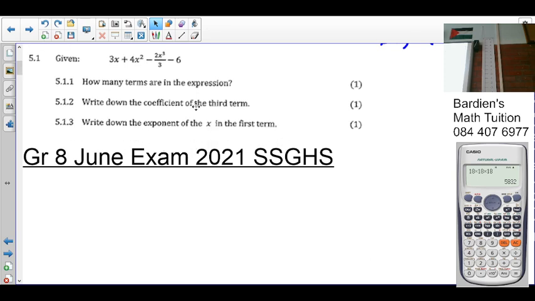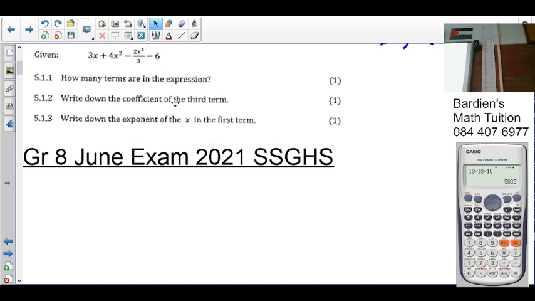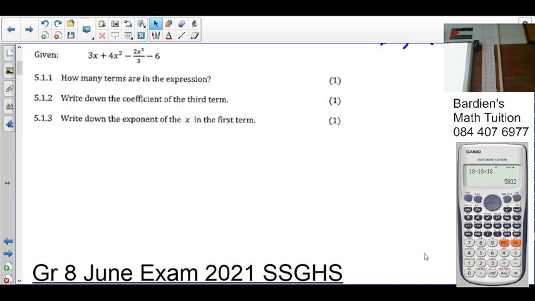Question 5. Now we're coming to the exciting stuff, no? Yes. Algebra. Alright, people, we are given 3x plus 4x squared minus 2 over 3 x cubed plus 3 minus 6. First question, how many terms are in the expression? 4. What separates terms? Plus and minus signs. Another word for 4 terms? Polynomial. Nice.